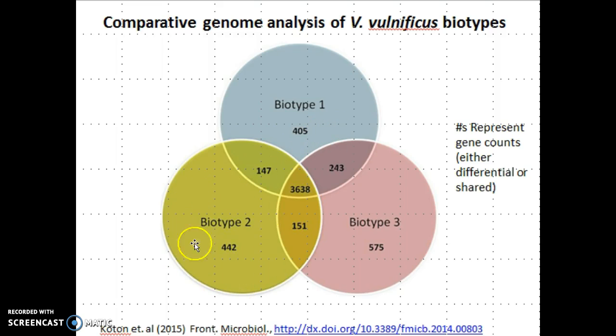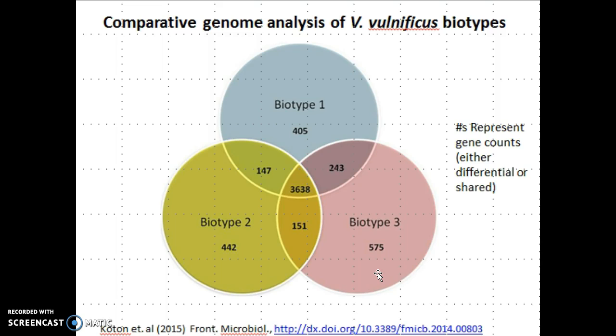Biotype 2 seems to be mainly associated with eels, and then biotype 3 is a relatively new biotype identified when humans were infected after handling farmed tilapia fish in Israel. So far we think that biotype 3 is somewhat geographically isolated, although future studies will really tell us whether that is true or not.